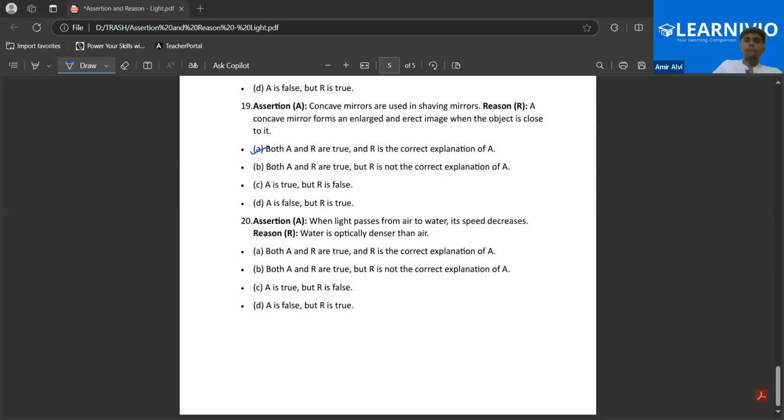Now let's discuss. When light passes from air to water, its speed decreases. Obviously, that's why we observe refraction. Next, water is optically denser than air. That is the reason the speed of light decreases, due to the higher refractive index. So both are right, and the reason is also the correct explanation for A. So that is why option A is right.